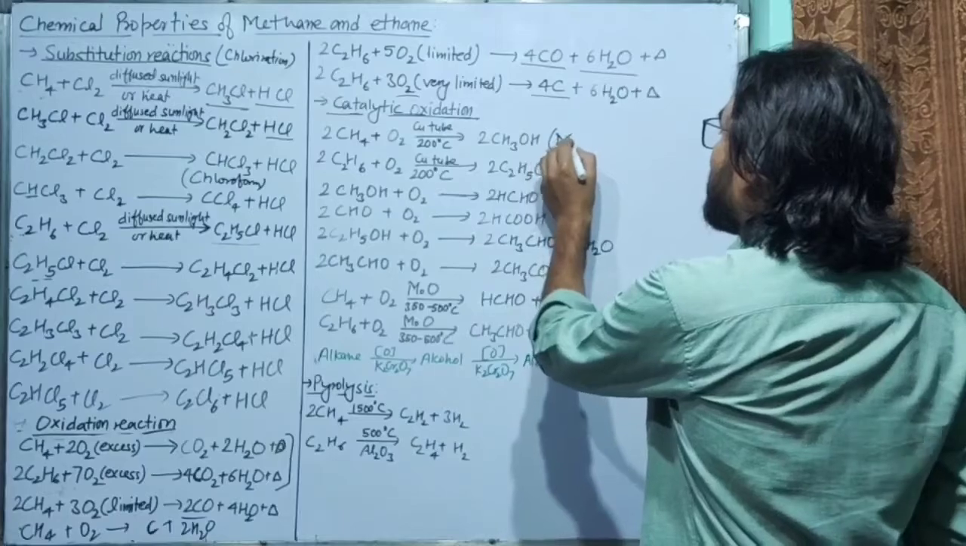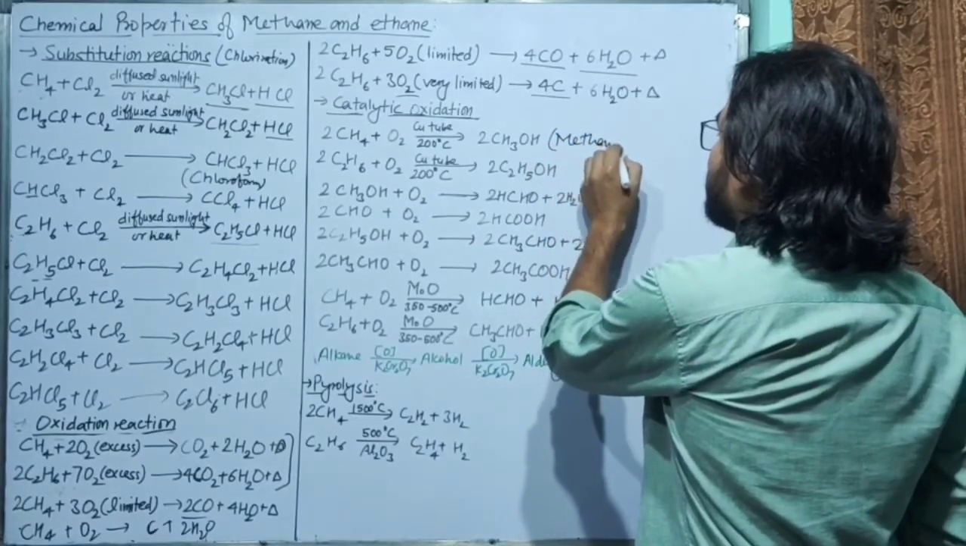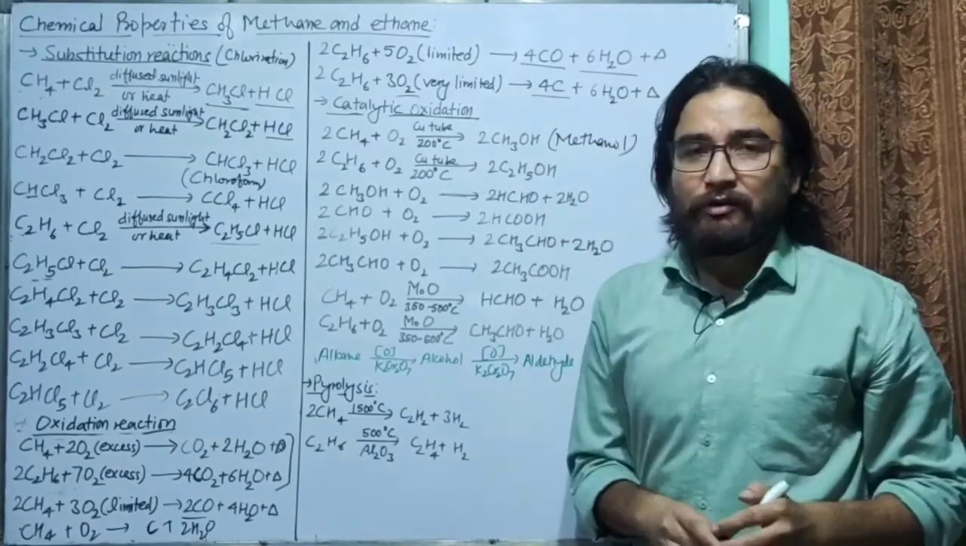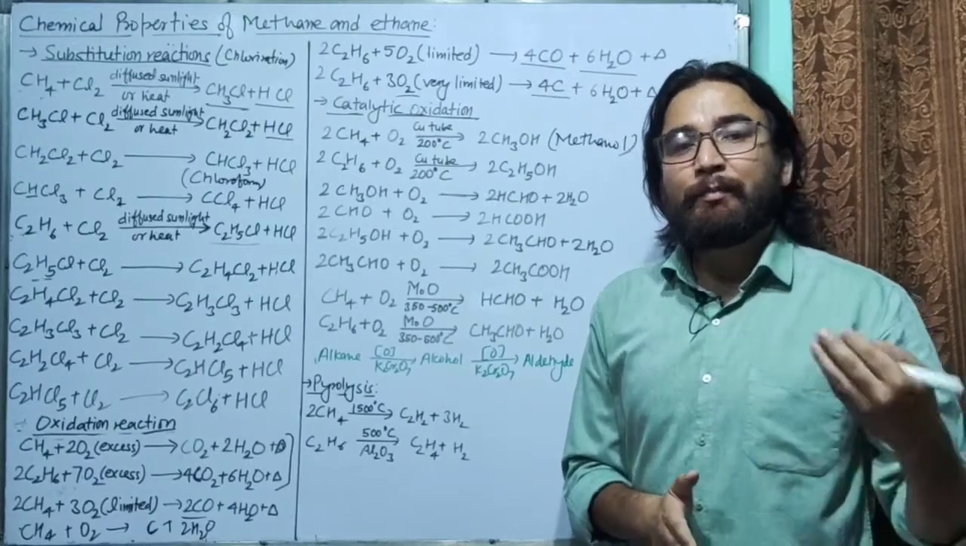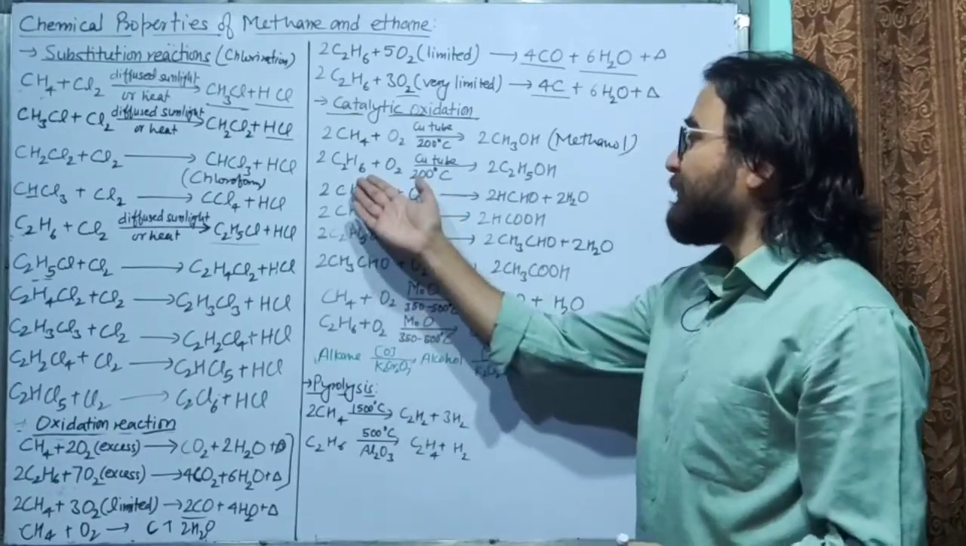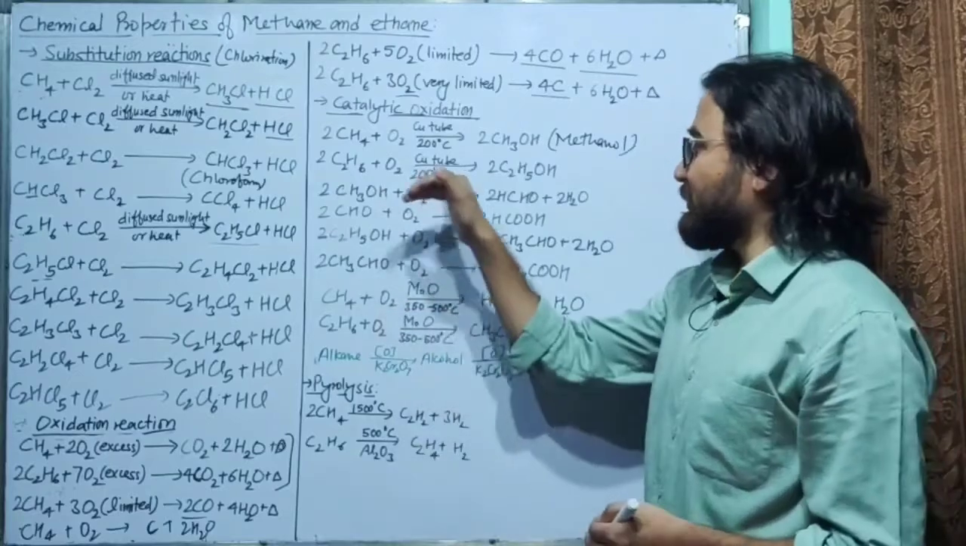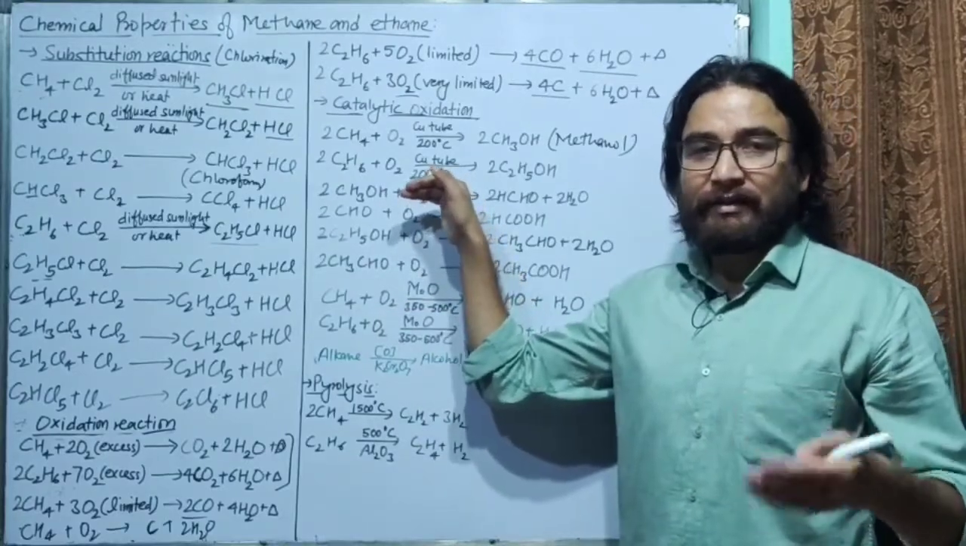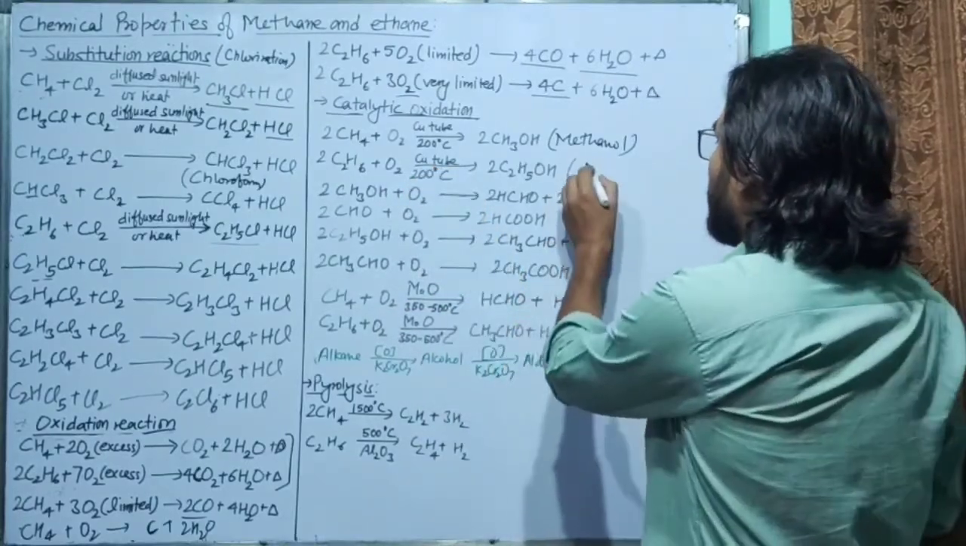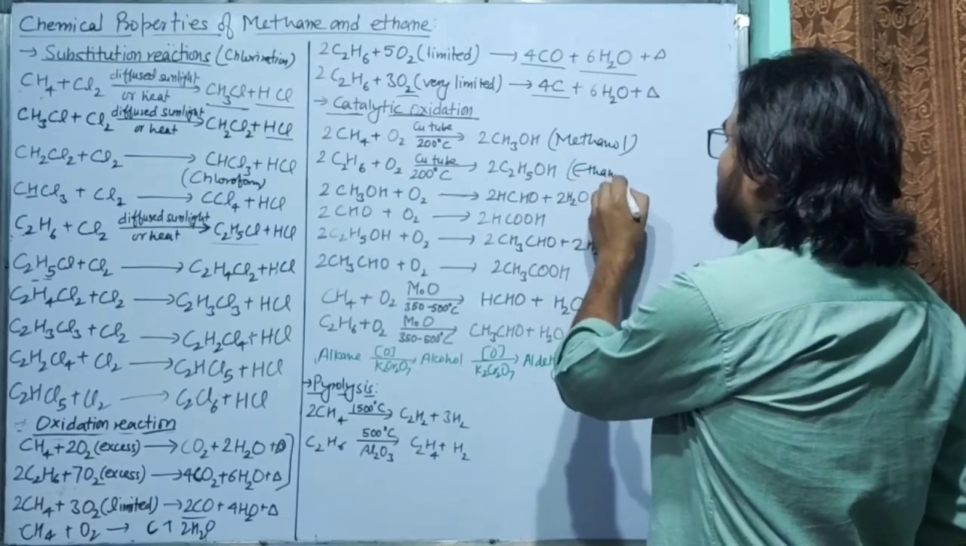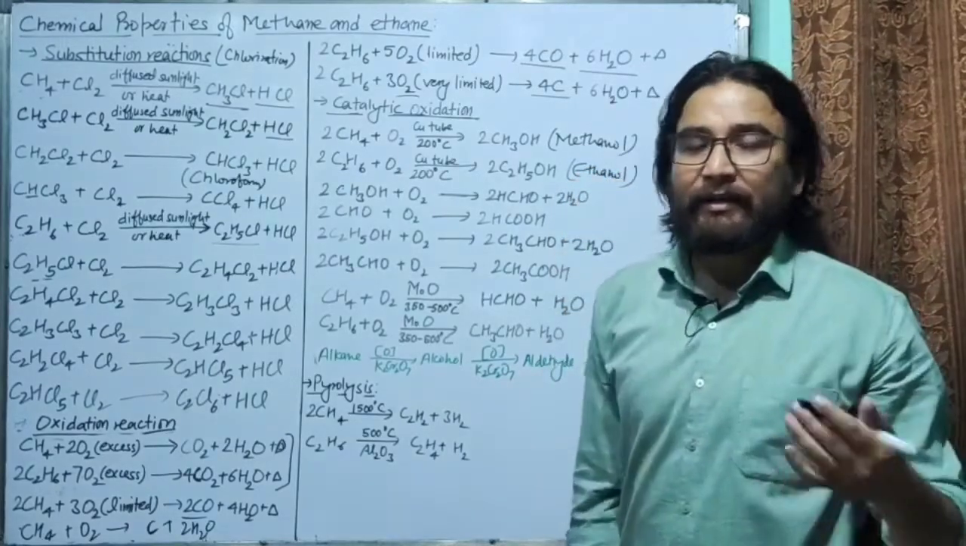So what is this? This is methanol. It forms methanol, or the common name of methanol is methyl alcohol. Similarly, if ethane reacts with oxygen in the presence of a catalyst, the catalyst is copper tube, it will form ethanol. It is called ethanol or ethyl alcohol.